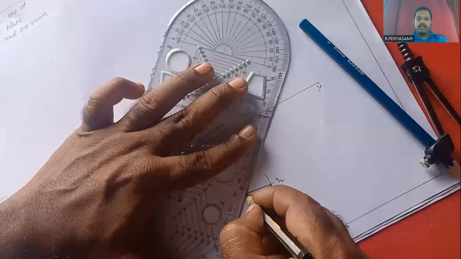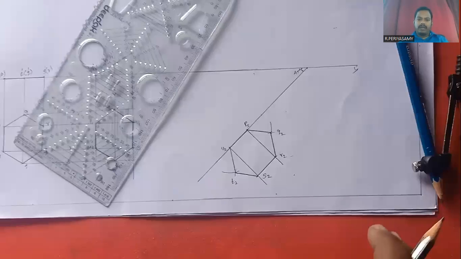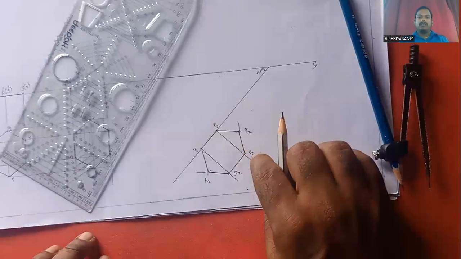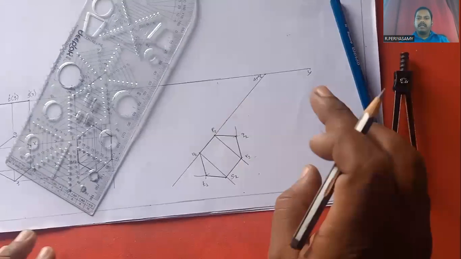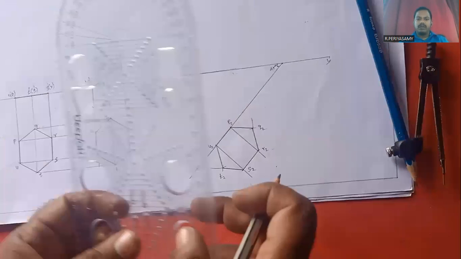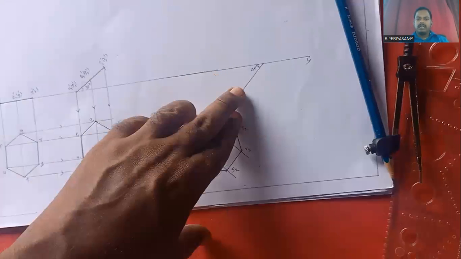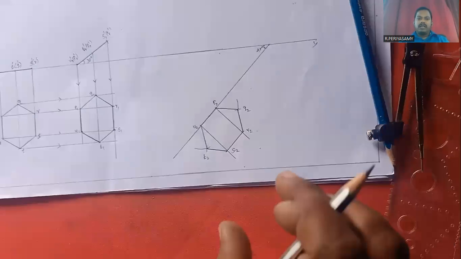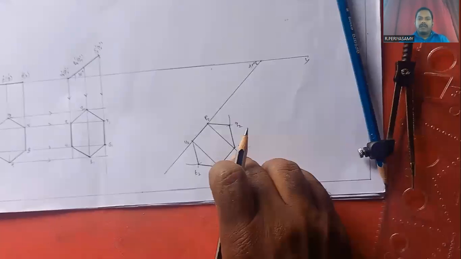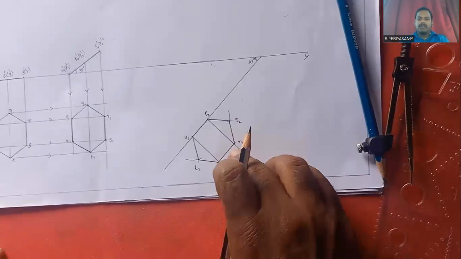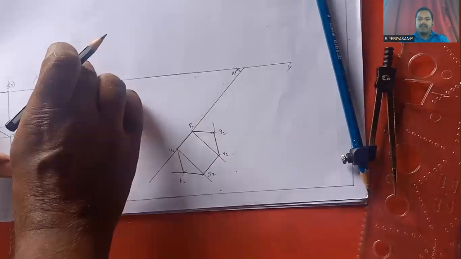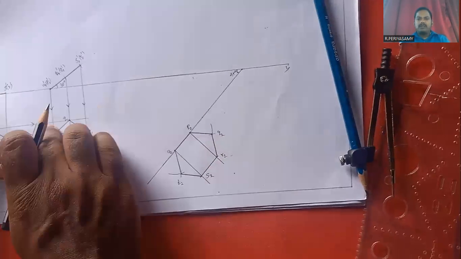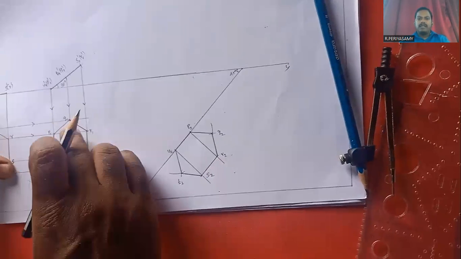Okay, this is the final top view projection of the given hexagonal plate. When the hexagonal plate is inclined at 45 degrees to the VP, this is its final top view projection. Next, we have to draw its final front view projection.